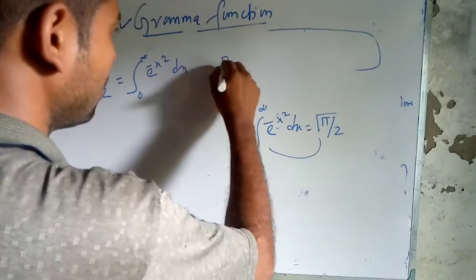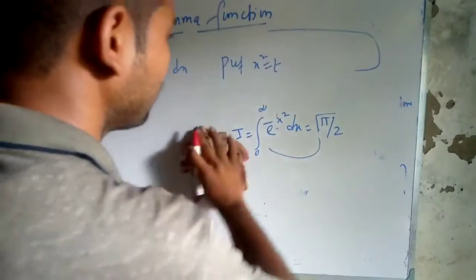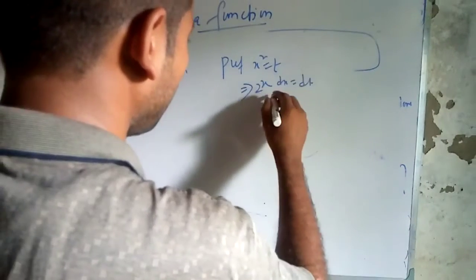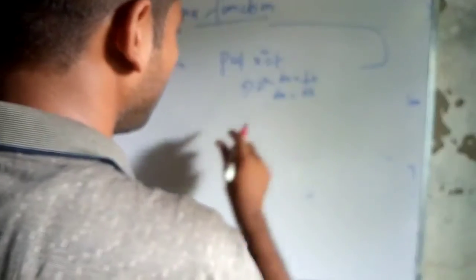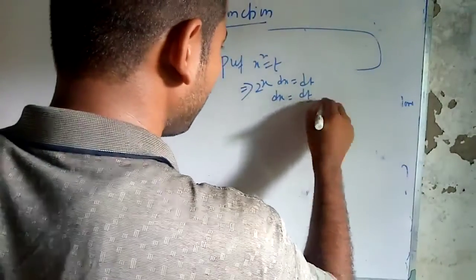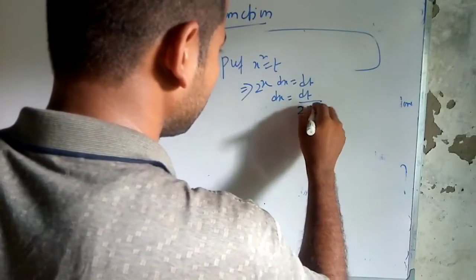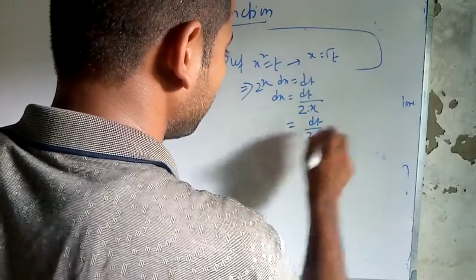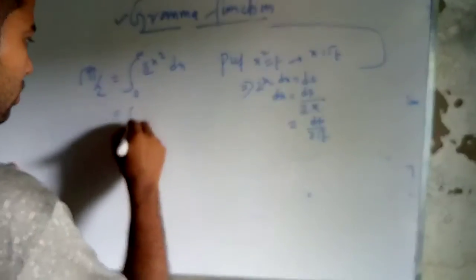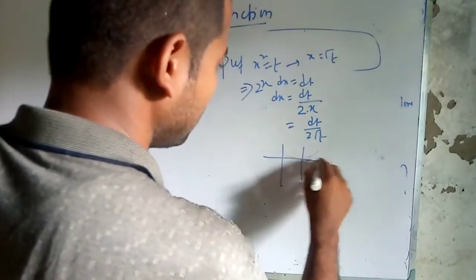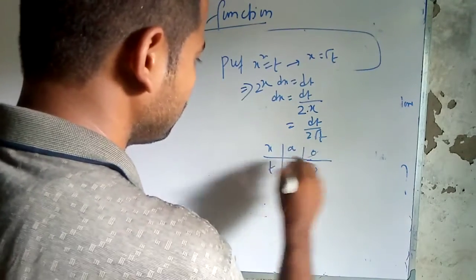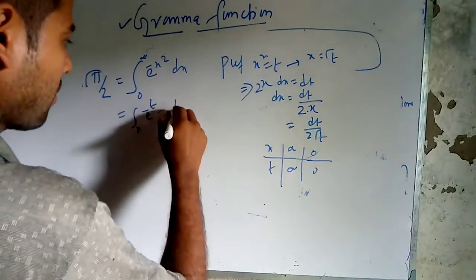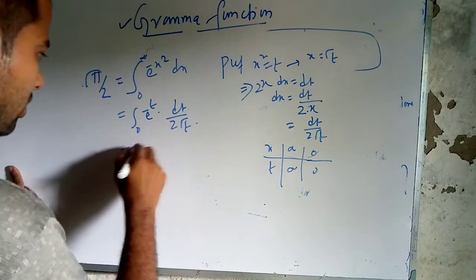If we put x square equal to t, then 2x dx equals dt, and hence dx equals dt by 2x. Here x equals root over t, so dx equals dt by 2 root over t. The limits are unchanged: when x is 0, t is 0, and when x is infinity, t is infinity. So the integral becomes e to the power minus t into dt by 2 root over t, which simplifies.